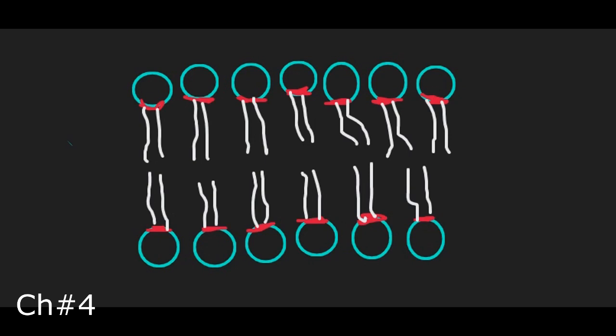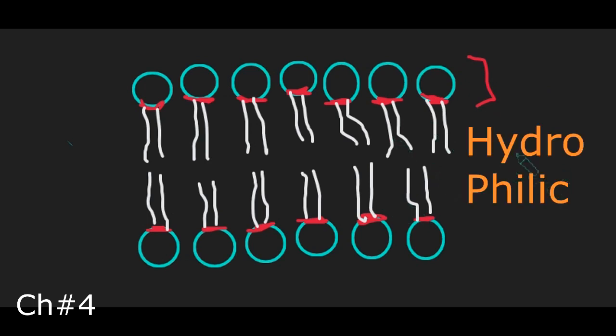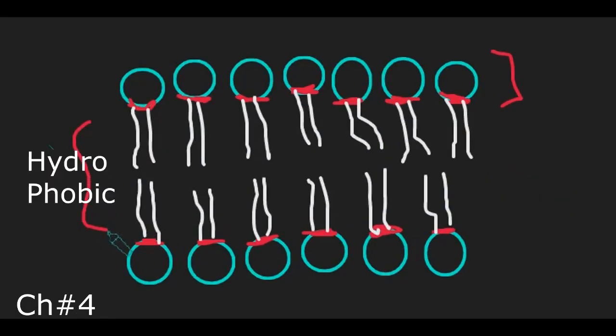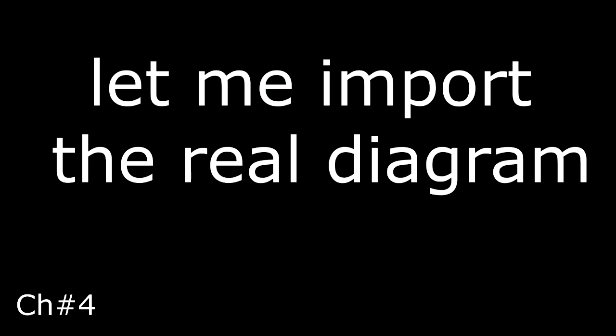As this has three components, the head is composed of phosphate group. Phosphate heads are always hydrophilic. Hydrophilic means water lovers. They love water, whereas tails are hydrophobic. Hydro means water and phobic means extreme fear. In simple words, they don't like water or they fear water.